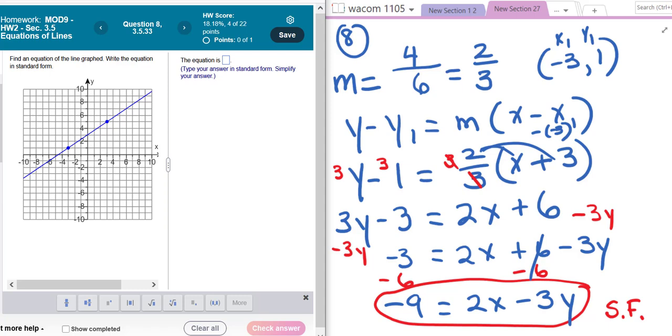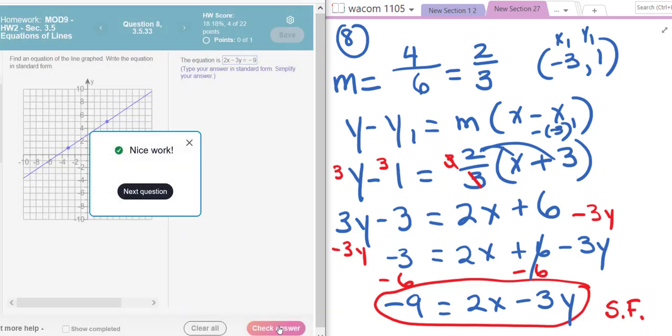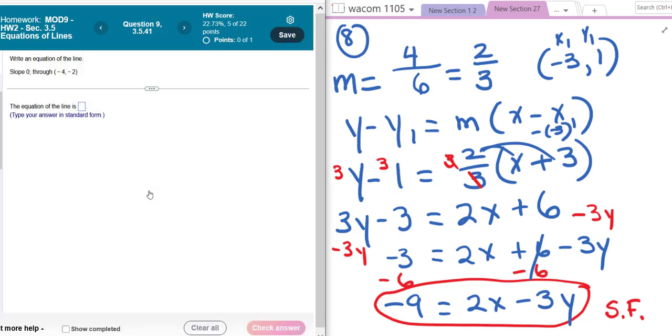And I didn't click in the box. You always have to click in the box. All right, so 2x minus 3y equals negative 9. Good. So we'll try a few more.